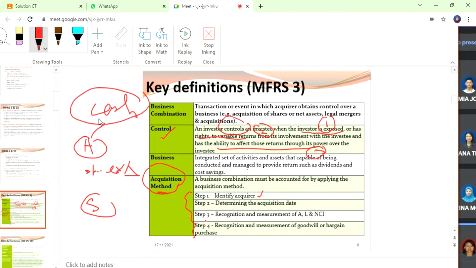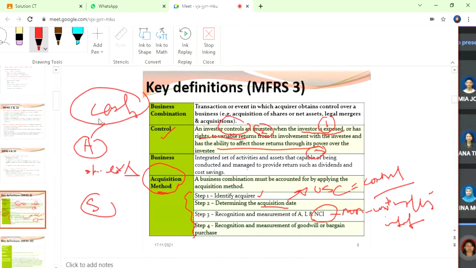Step number 2 is to determine the acquisition date. The acquisition date here refers to the acquisition of the ordinary share capital, because this is the one that gives you the control through the voting rights. So the acquisition date is very important. Step 3 is to recognize and measure the assets, the liabilities, and also the NCI. NCI here refers to the non-controlling interest. We'll take a look at what is NCI later on.